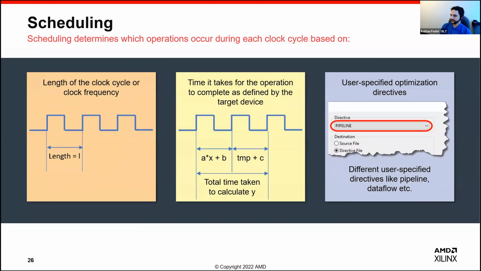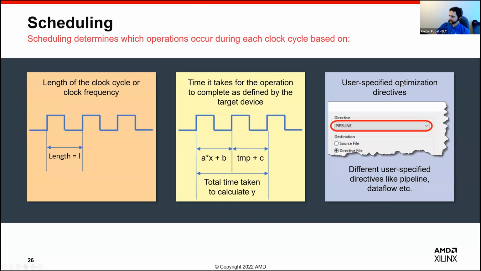So the scheduling phase is going to look at the clock frequency that you're targeting. It's going to look at all the operations that are in your algorithm or your C code, and then it's going to schedule those operations on a horizontal timeline of clock cycles. So it's going to say, this is the clock frequency I'm targeting. These are the operations I have. How many of these operations can I fit in each clock cycle? That's essentially what it's going to do there.